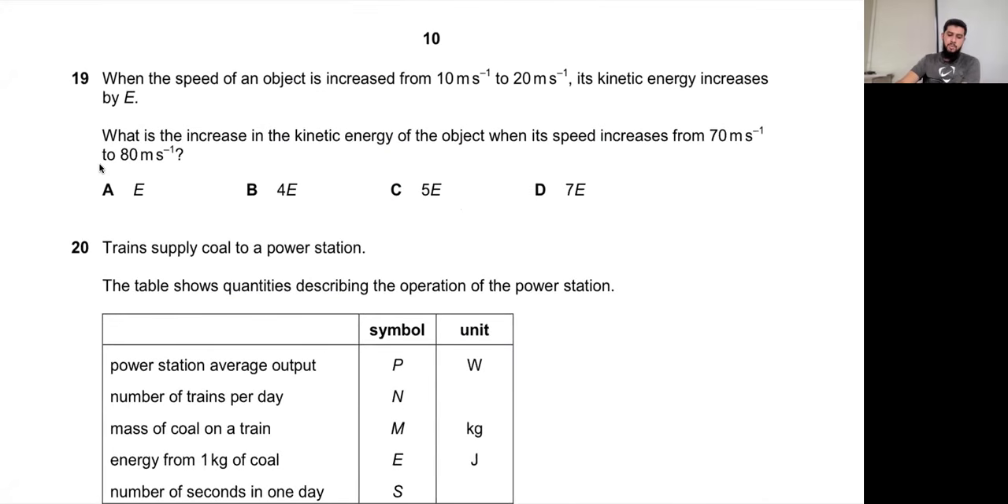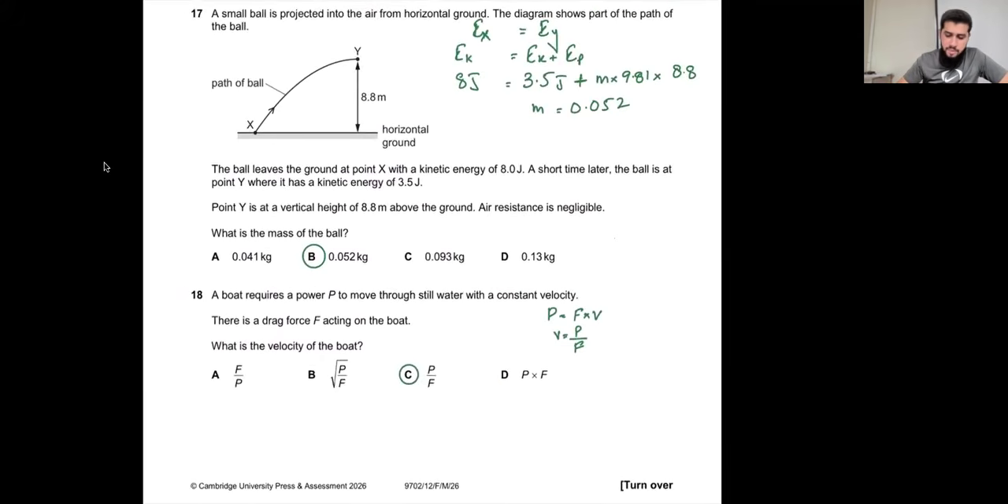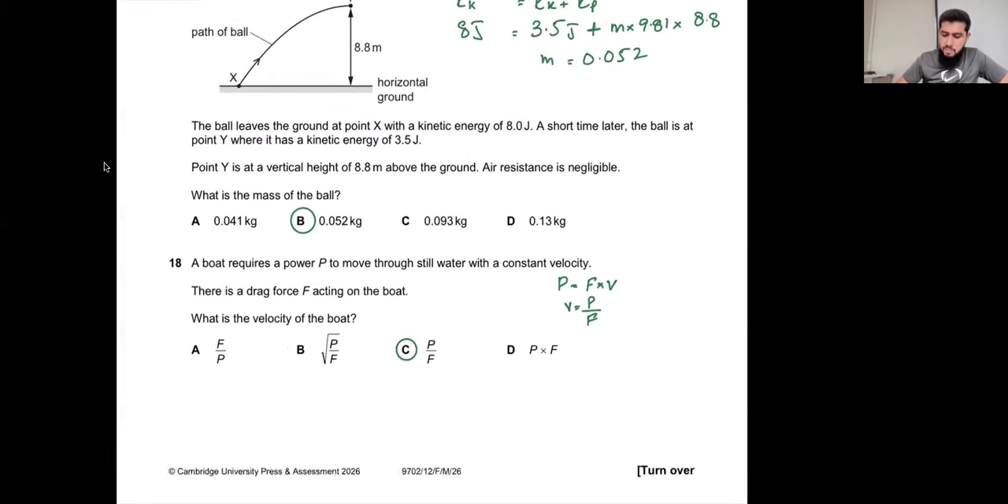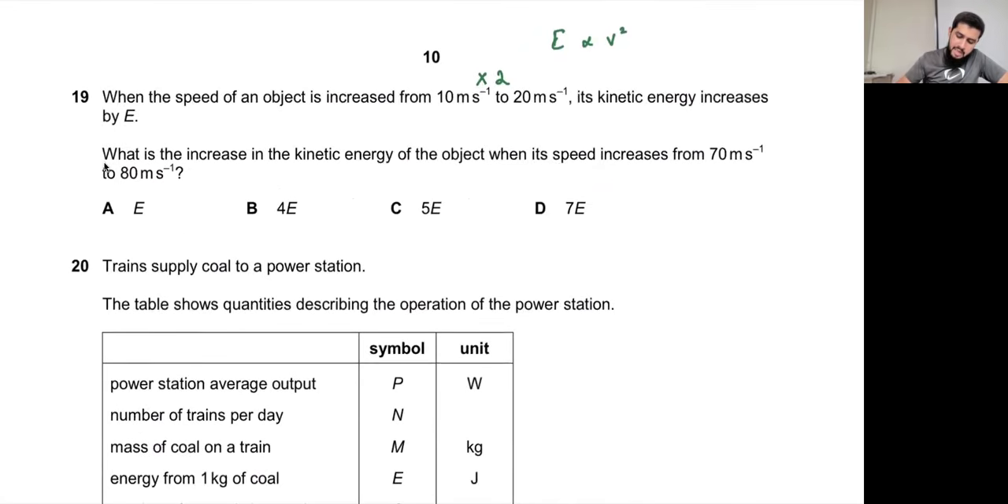Question number 19 says, when the speed of an object is increased from 10 meters per second to 20 meters per second, its kinetic energy increases by E. So we have doubled the speed. And kinetic energy is directly proportional to V squared, half mv squared. So when we have doubled the speed, that results in the energy being increased by a factor of 4.